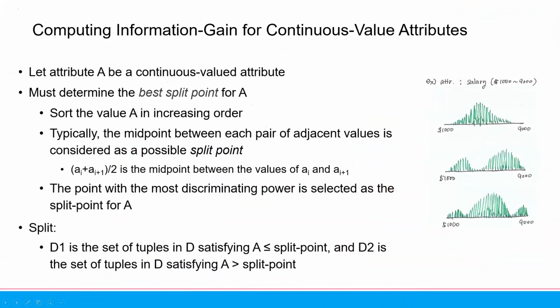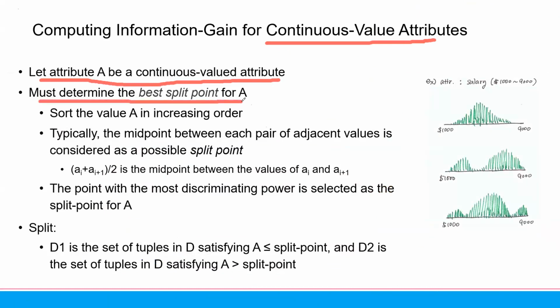So here we are dealing with the continuous values. So the one that we learned before, it is for the categorical values. But what about if we have the continuous values? That attribute A is the continuous value attribute. So we need to determine the best split point for A. And so this is the keyword, best split point.